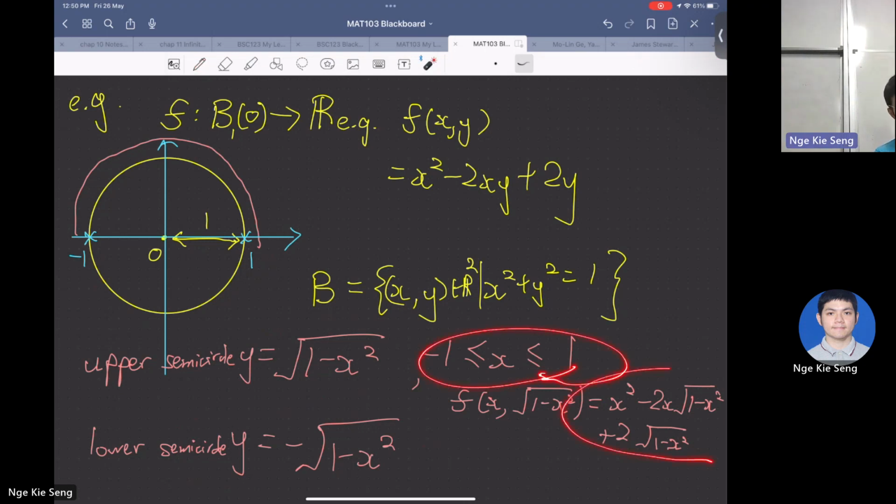Now you can see that this is not quite an easy function anymore. So you need to do the one variable maximum minimum point again. You need to compute the gradient, check the critical points, and literally repeat the process for the one variable case.